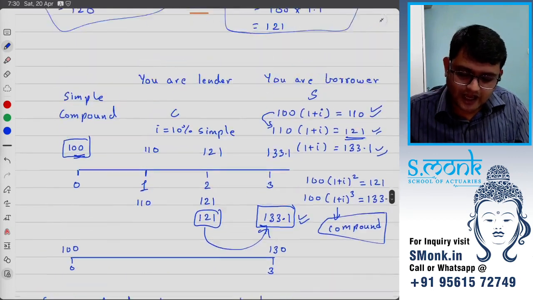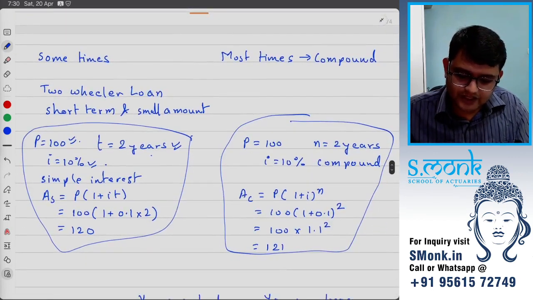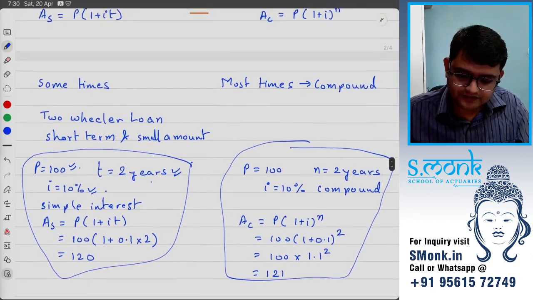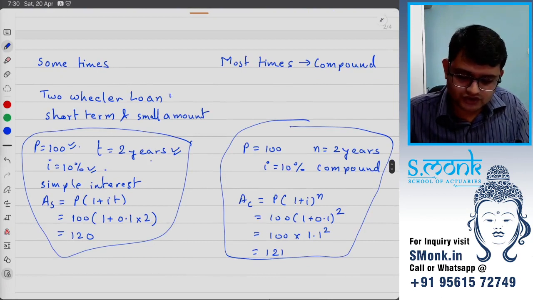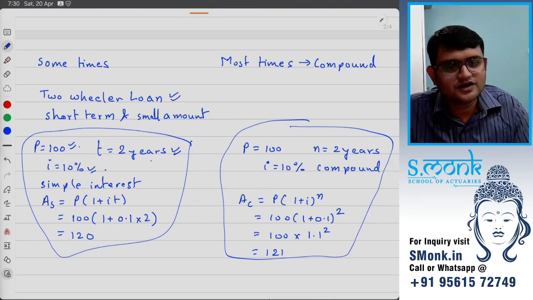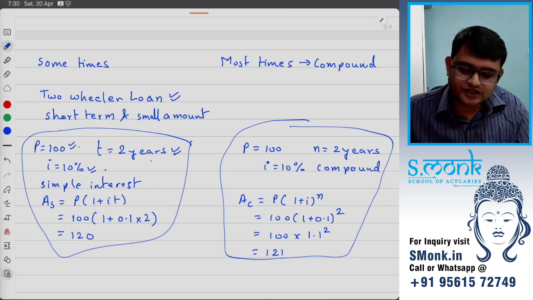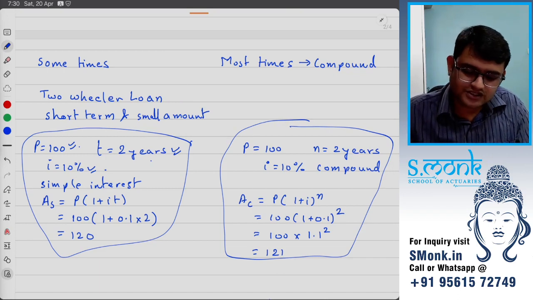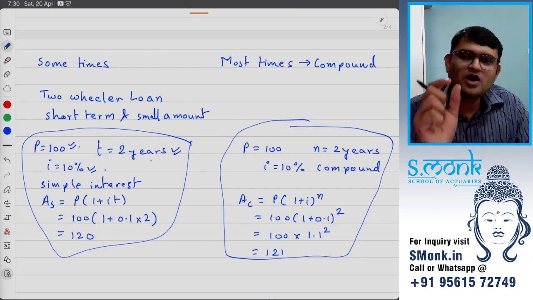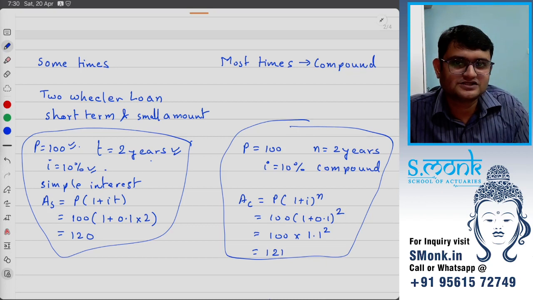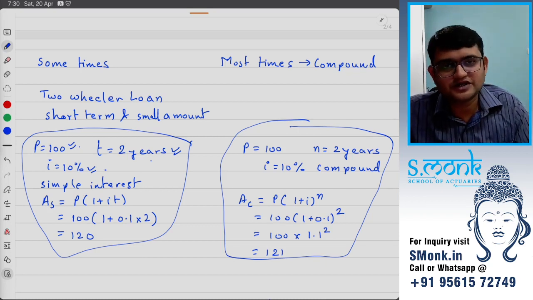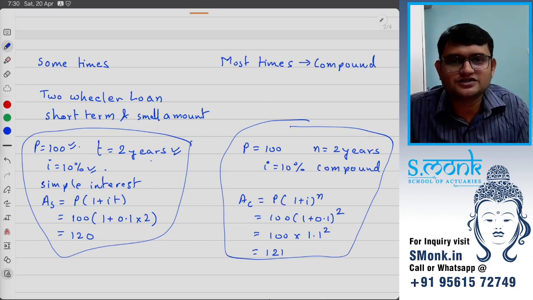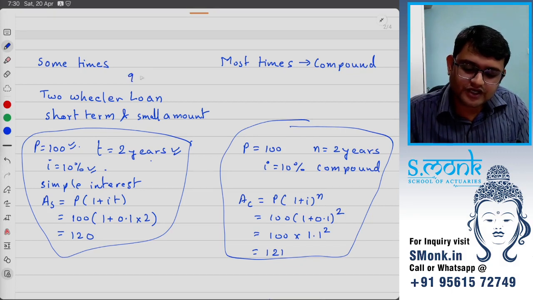Now at the beginning, I told you the example that two-wheeler loans use simple interest. Now the reason they actually use simple interest is because the interest amount seems to be less when we are talking about simple interest. They will not use the word simple interest. They will say we are giving you interest at 9%.